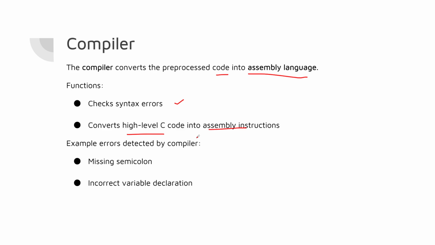Some examples of errors detected by the compiler: if I have missed a semicolon, that will be found in the compiler stage. If I have declared a variable incorrectly, those errors will also be found inside the compiler stage.